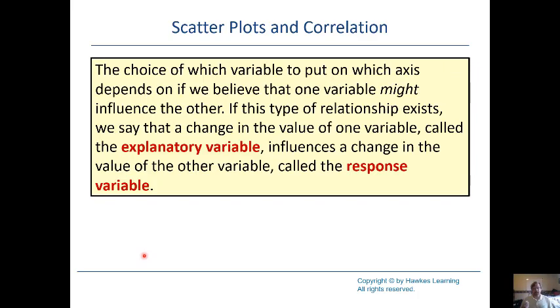We choose which axis to put which variable on based on which one we think influences the other. So if we think a change in one variable causes a change in another, then we put the explanatory variable, the one that might cause a change in the other, on the x-axis, and the response variable on the y-axis. If you remember from algebra, you usually write y equals some function of x. So this is what we expect to change something and what we expect to be changed.